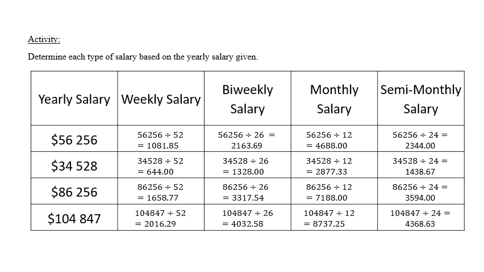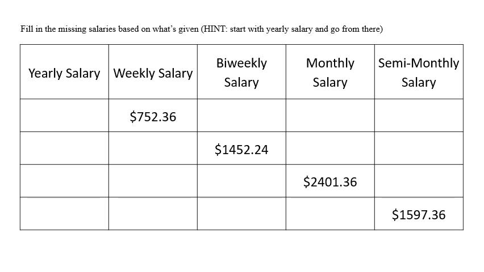Okay, so we can use this same skill to help go in the other direction. So for example, if I give you a weekly salary, or a biweekly, or a monthly, or a semi-monthly, we can still fill in this table. So the hint is to start, use what we're given to find the yearly salary, and then solve the other columns the same way we did in the last table. So for example, in the first column, if you make $752.36 a week, how much would you make in a year?